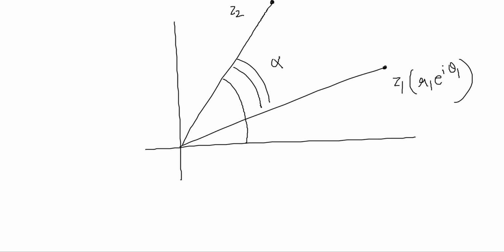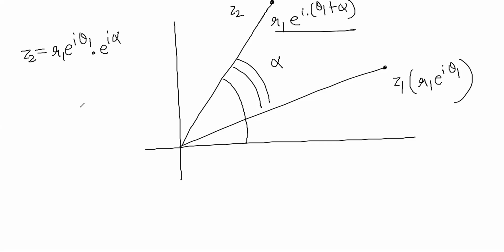If it is a simple rotation, this distance will not change. This will also be R1 only, right? But it will be e^(i (theta 1 plus alpha)), right? So the final point Z2 is equal to R1 e^(i theta 1) into e^(i alpha). So Z2 is equal to Z1 into e^(i alpha), right?